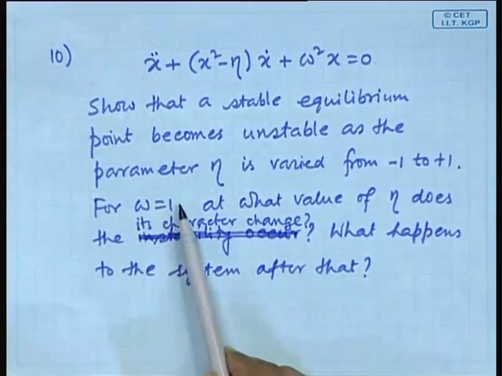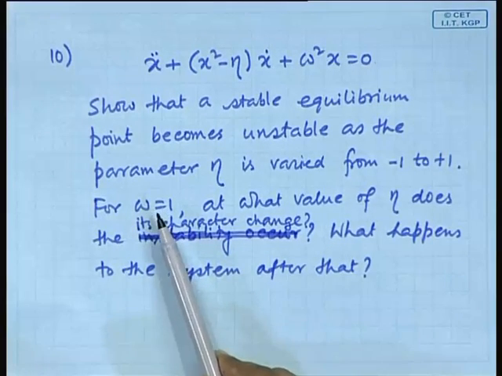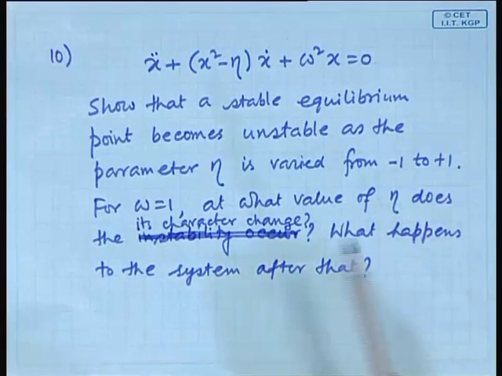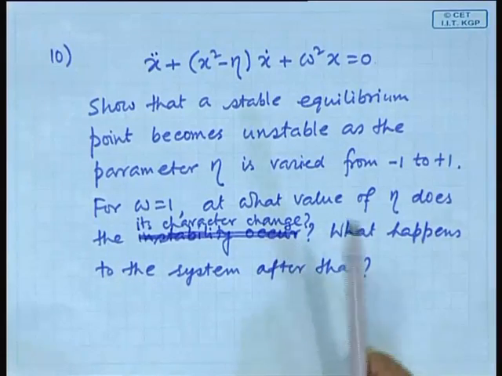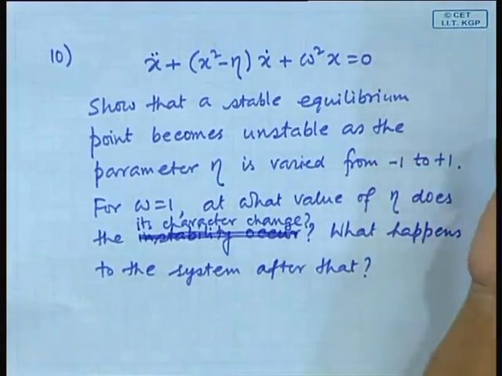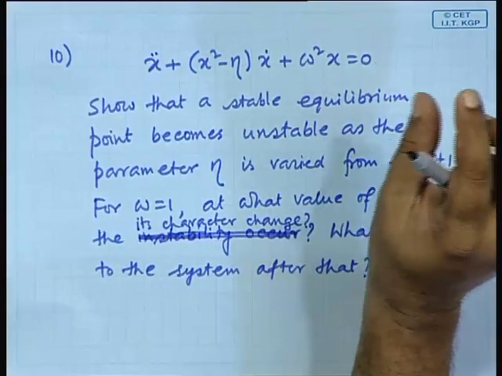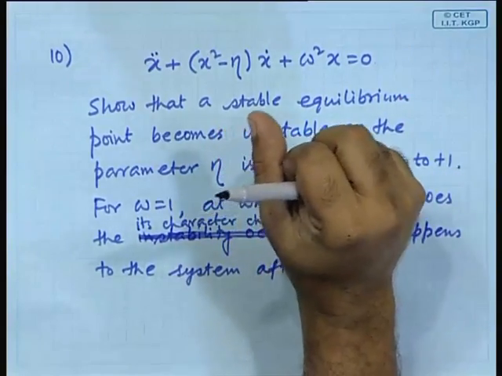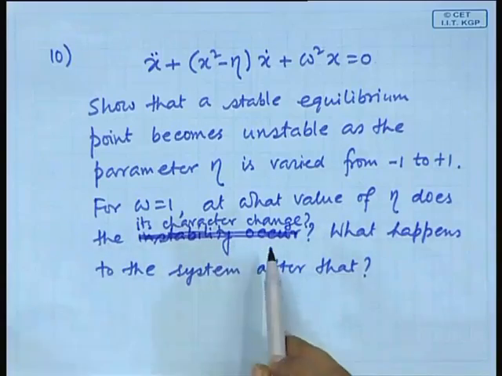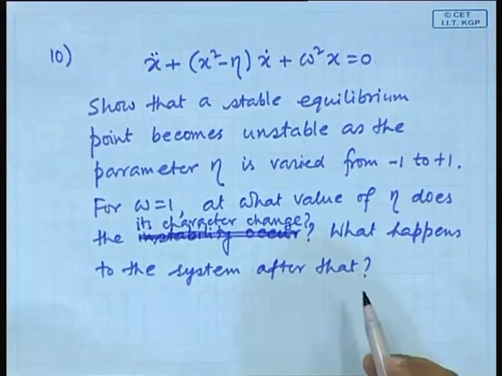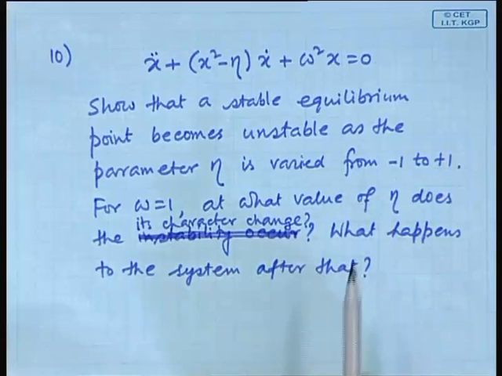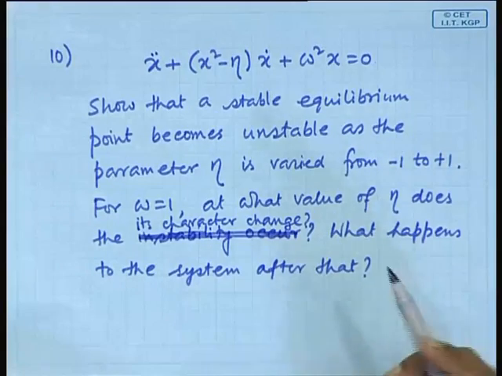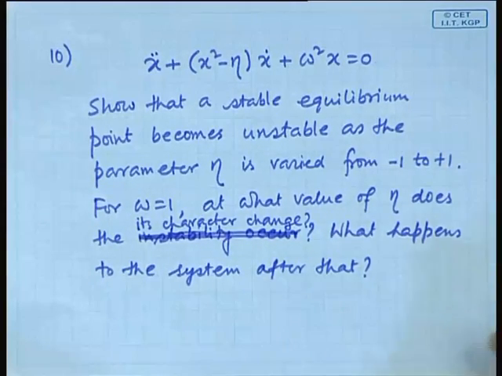Now, set the value of omega equal to 1, then at what value of eta does its character change. That means, you know that there are various types of equilibria. It could be having real eigenvalues, could be having complex conjugate eigenvalues, or it could be stable or unstable. So, these mark the changes in the type of the character of the equilibrium point. So, you have to infer at what value of eta does this character change, and then physically you will have to predict what happens to the system after that character change.